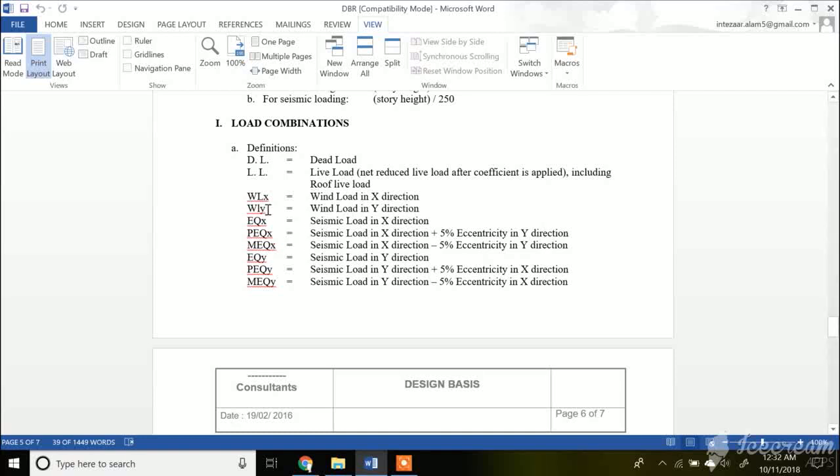So these are the x direction wind load and y direction wind load. After the x direction, x positive, then x negative, y positive, y negative.